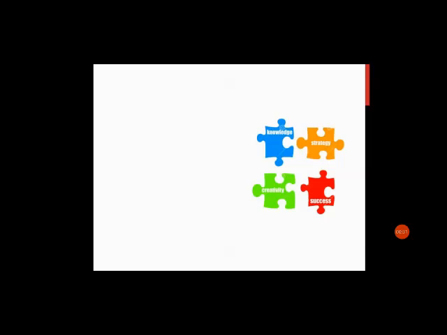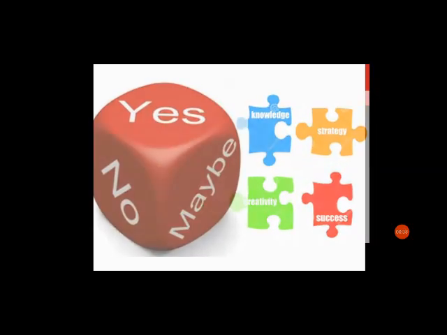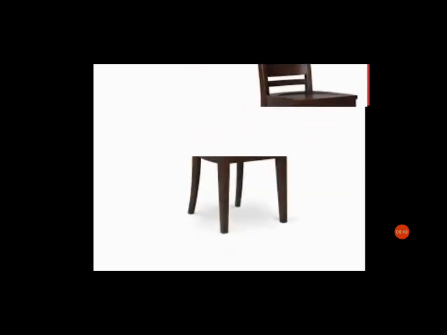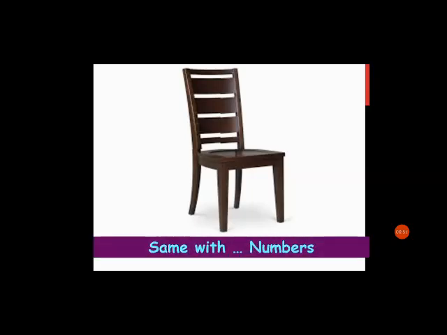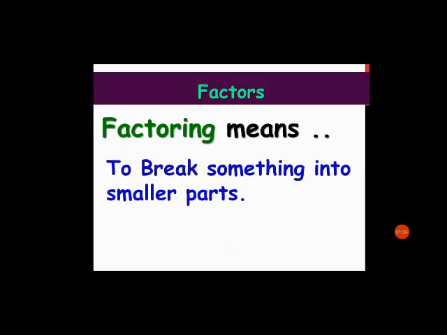So first, let's see what we mean by factors. Factors means that you break something into parts, as we here have parts in this puzzle. And if we have, for example, a chair, if we break this chair into 2 parts, then we say that 2 parts are the factors of the chair. Or we can say, to break it into 3 parts, these parts are the factors of the chair. So as for these things, we also have the same case for numbers. So factoring means to break something into smaller parts.